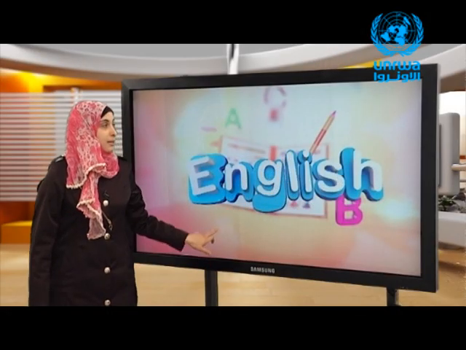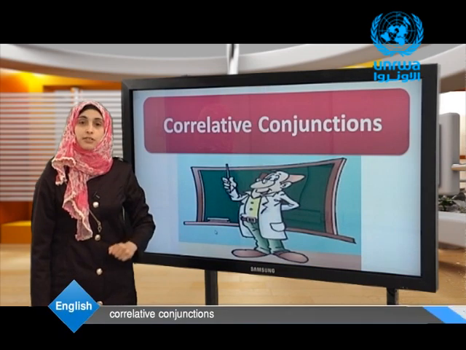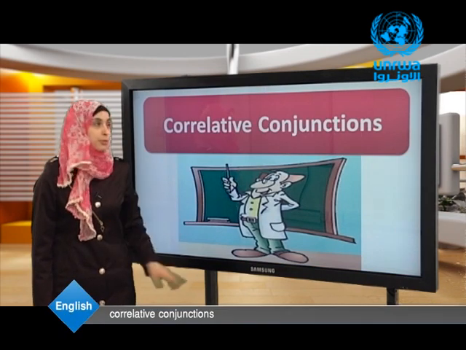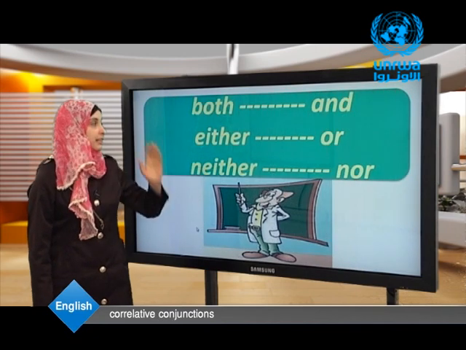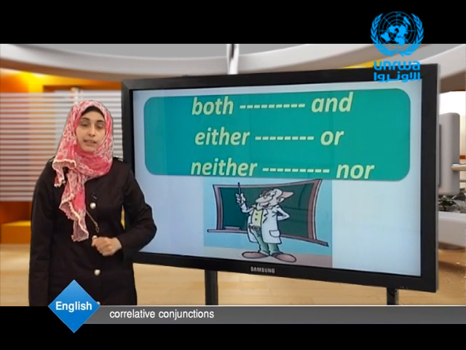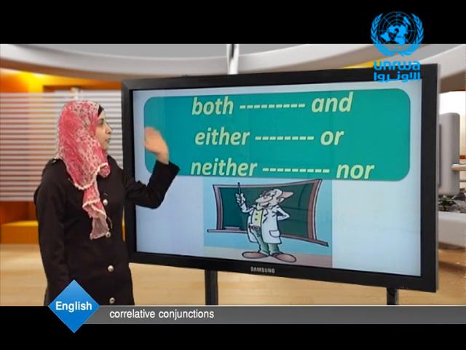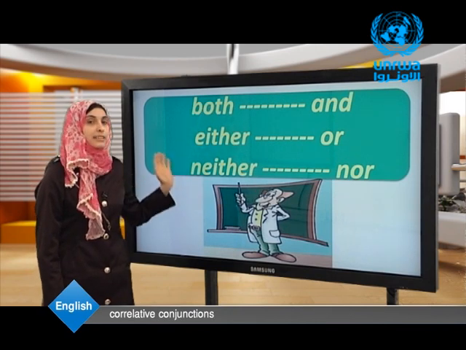Our lesson today is about correlative conjunctions, in which we will talk about both and, either or, and neither nor. Again, correlative conjunctions like both and, either or, and neither nor.